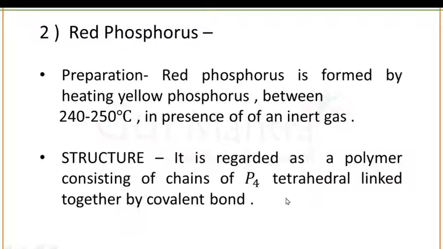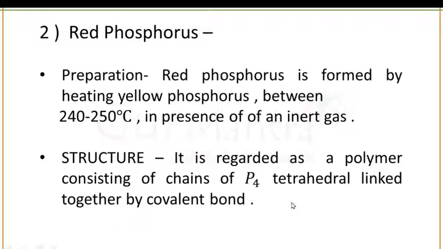It exists as an amorphous non-crystalline network of phosphorus atoms. It is found to be more stable than white phosphorus. You have to memorize this point, that red phosphorus is very stable, more stable than the white or yellow phosphorus.